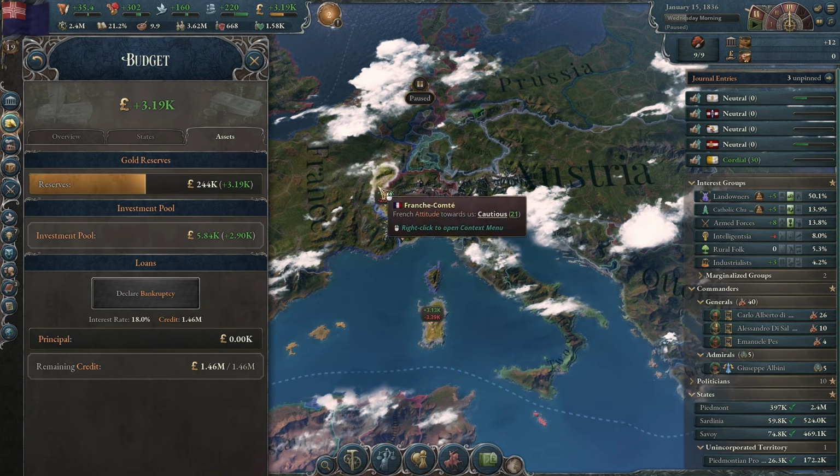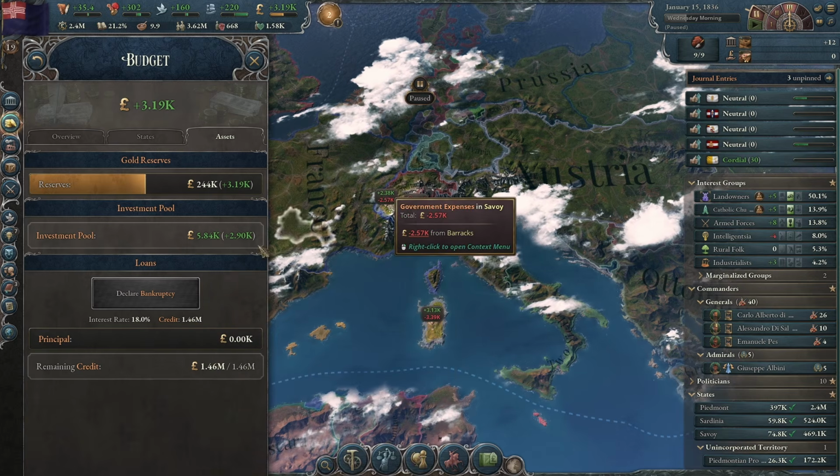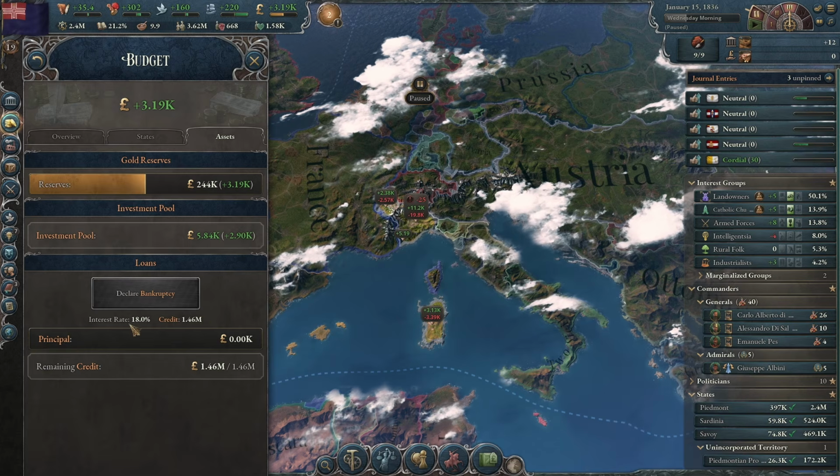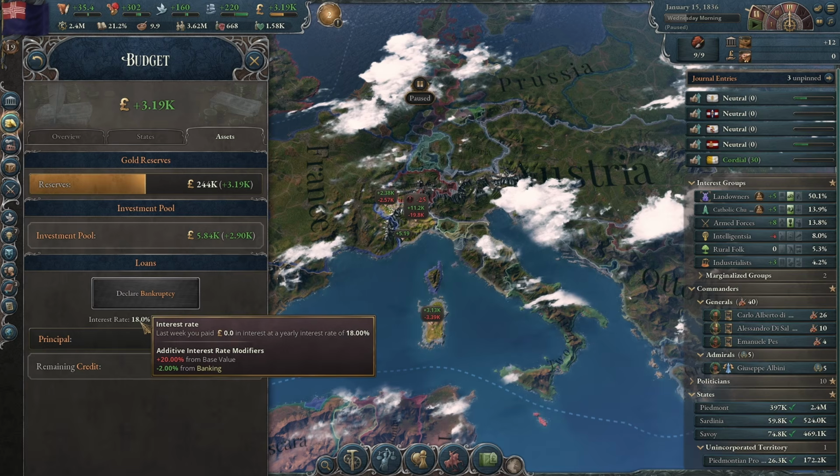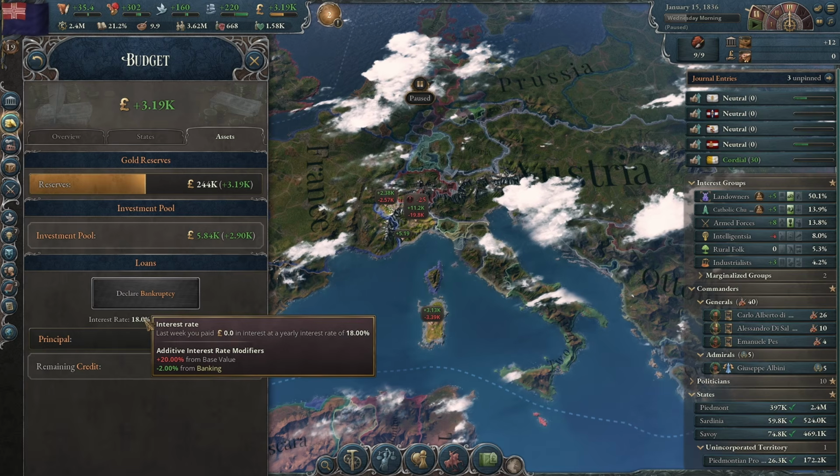If you're playing as a very small, unrecognized minor nation, stay away from credit. It can be extremely expensive if you're paying a very high interest rate. But if you can get it down to zero, then credit's free. Just take as much credit as you feel like you need to.